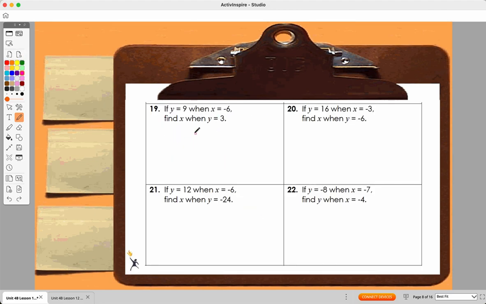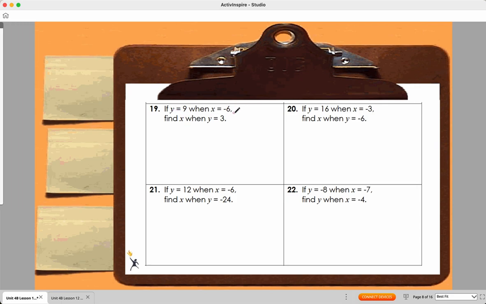So if I work words here, it's the same here. That comma is that equal sign. So 9 times negative 6 is negative 54 is equal to 3x. Divide both sides by 3. I go, okay, 3 goes into it negative 18 times, equals x. Go ahead and try 20 and 22.